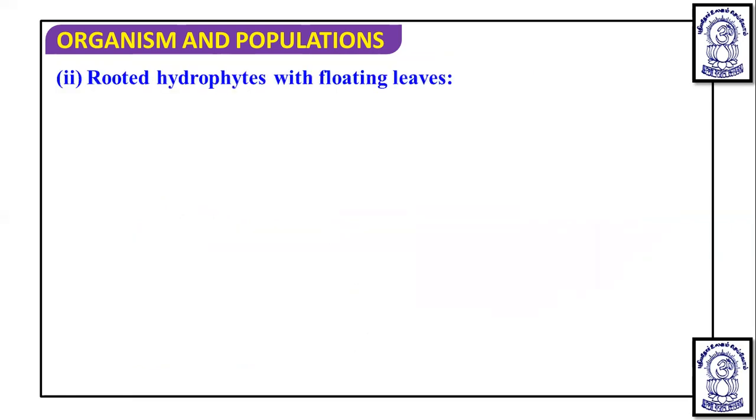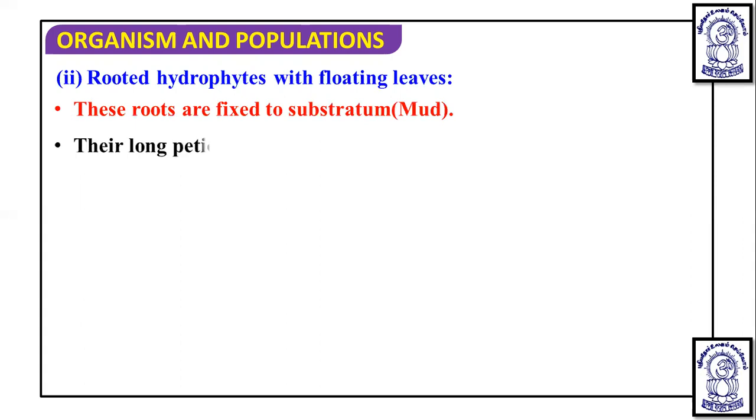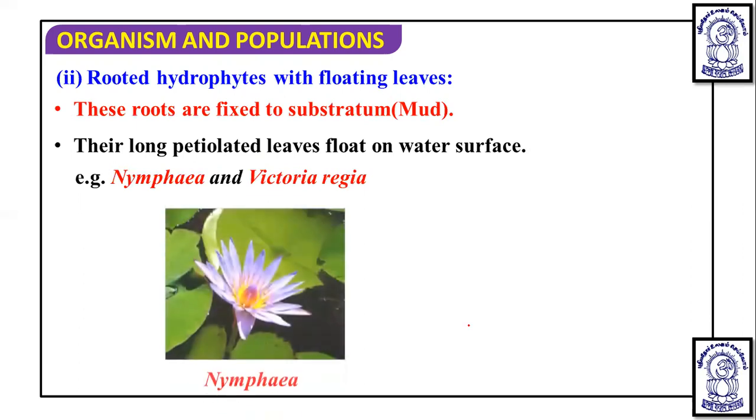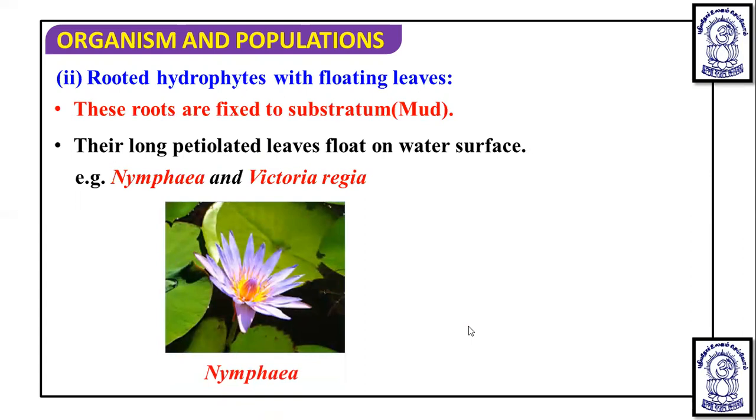The second group is rooted hydrophytes with floating leaves. As the name suggests, they have roots, and along with that, they have floating leaves. The roots are fixed to the substrate, in the mud, but their long petiolated leaves float on the water surface. Examples are Nymphaea and Victoria regia. You can see this is Nymphaea.